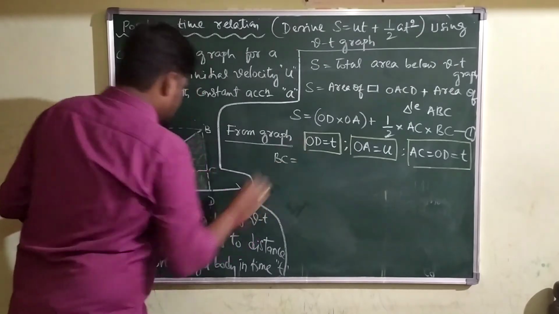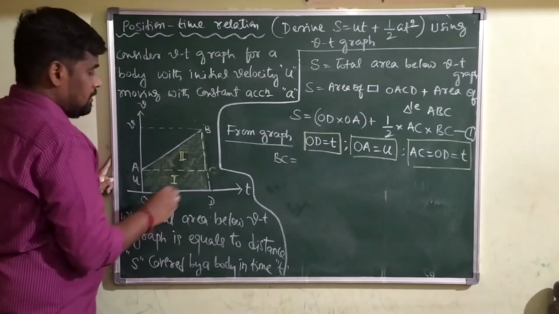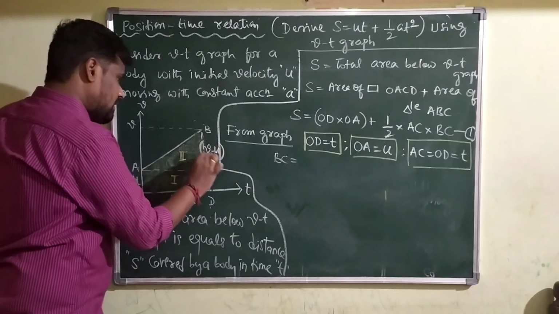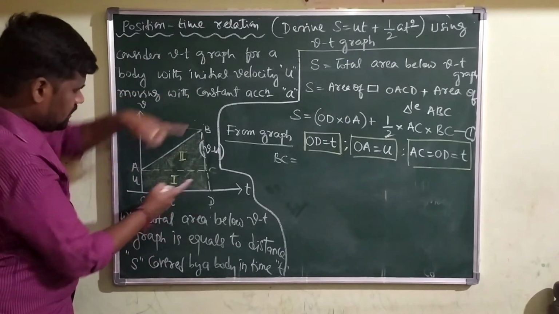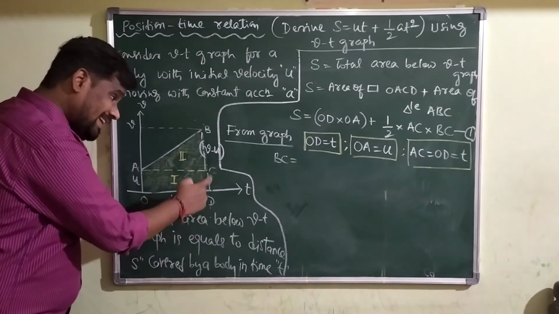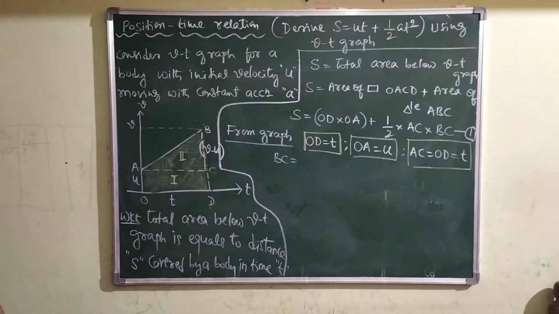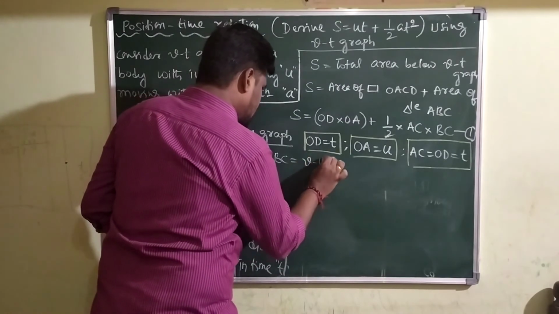BC we already discussed in the last class itself. BC will be the change in velocity, that is V minus U, because BD is V and CD is U. Therefore, the BC value should be V minus U.